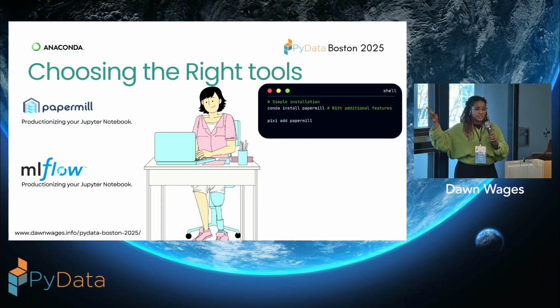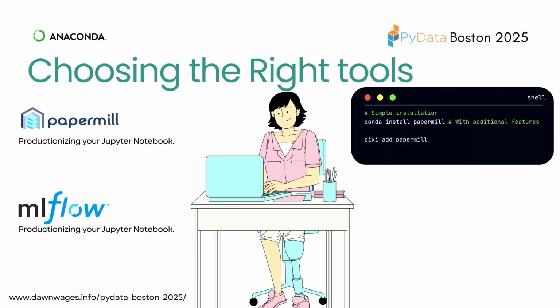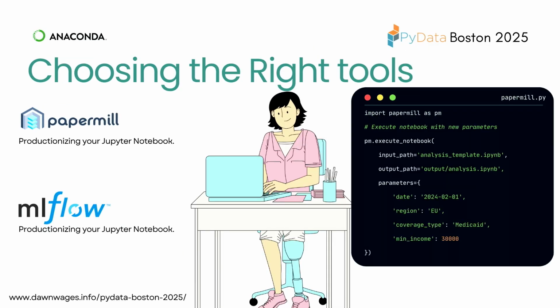It's a relatively easy install: conda install papermill, or you can do pixi add papermill. And then you can do automated reporting, batch processing, A/B testing, or you can set up some of your client deliverables reproducibly with Papermill.